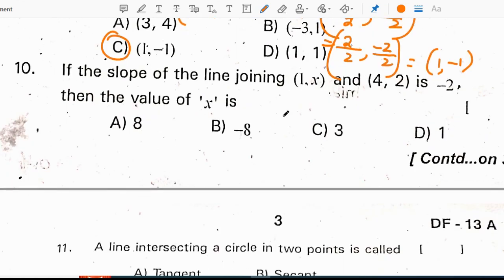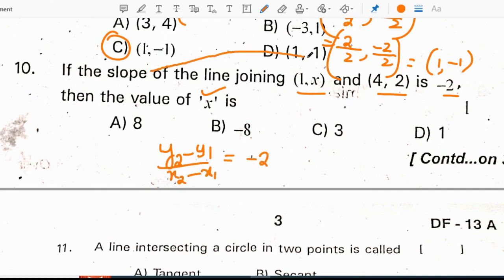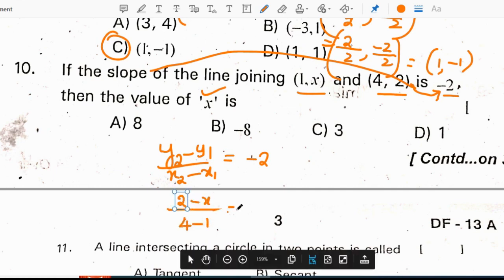If the slope of the line joining 1 comma x and 4 comma minus 2 is minus 2, find the value of x. Slope formula is y2 minus y1 by x2 minus x1, should be equated with -2. So 2 minus x by 3 is equal to -2.